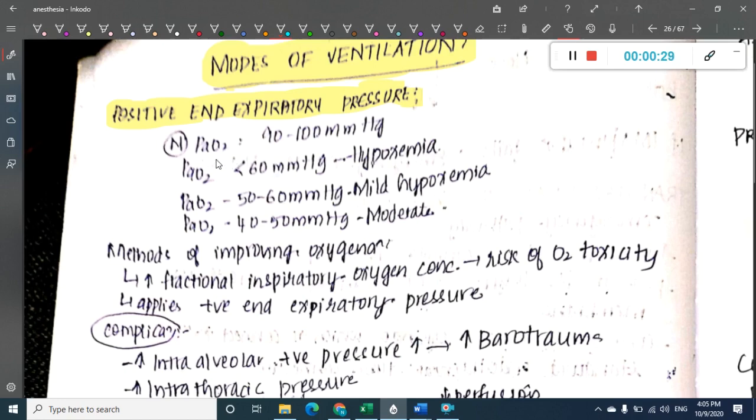When do you call someone to have hypoxemia? We call someone to have hypoxemia if the partial pressure of oxygen, normal it is 90 to 100 millimeters of Hg, is less than 30 millimeters of Hg. If the partial pressure of oxygen is between 50 to 60 millimeters of Hg, then we call it mild hypoxemia. If it is 40 to 50 millimeters of Hg, then we call it moderate hypoxemia. So we have a normal partial pressure, then hypoxemia, mild hypoxemia and moderate hypoxemia.